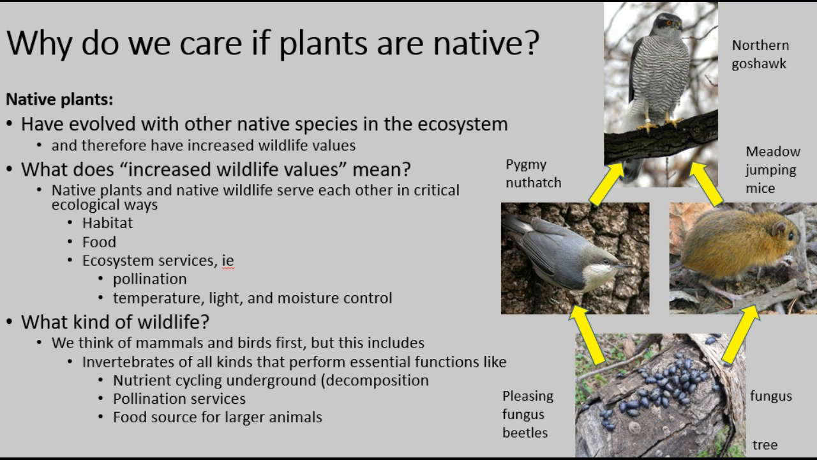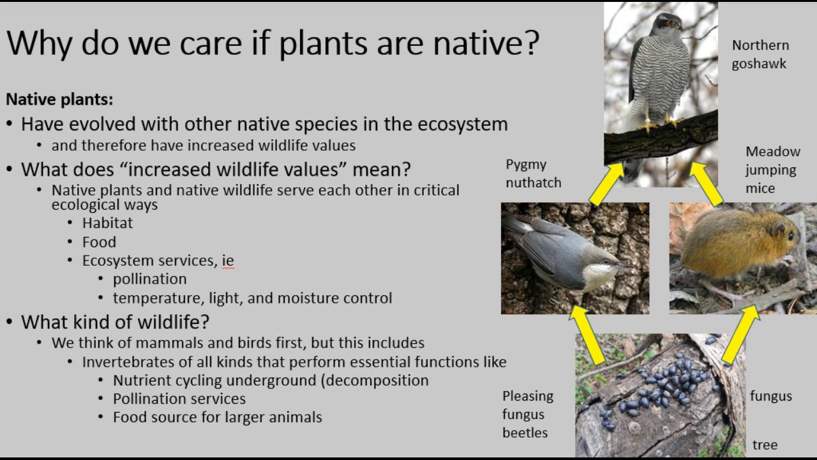So, for example, we might see signs that talk about protecting the wildlife habitat. And we might hear people say that native plants increase wildlife values. Okay, so that's what we're talking about. If we have animals and they rely on plant species and invertebrates to survive, then in that way the native plants and wildlife are serving each other in critical ecological ways. They're relying on each other for habitat, for food, and for ecosystem services.